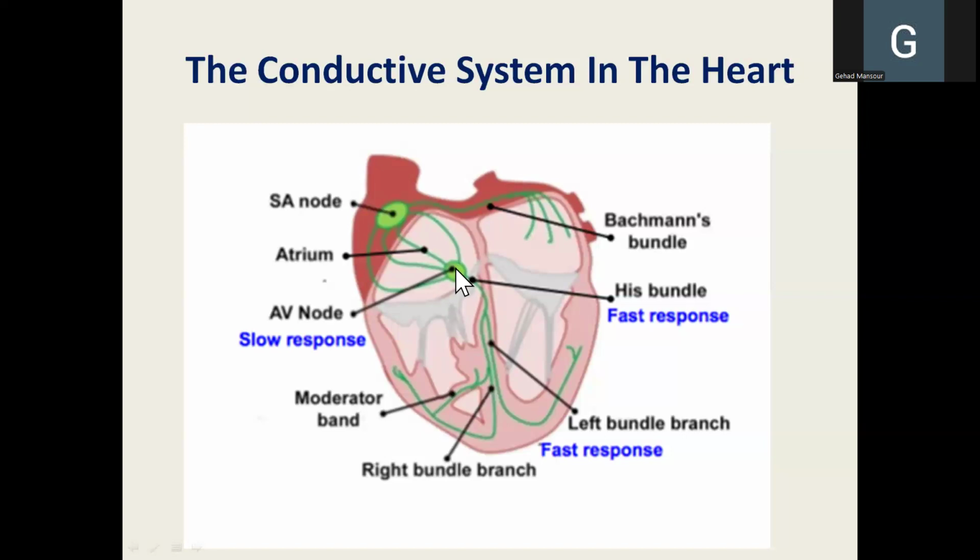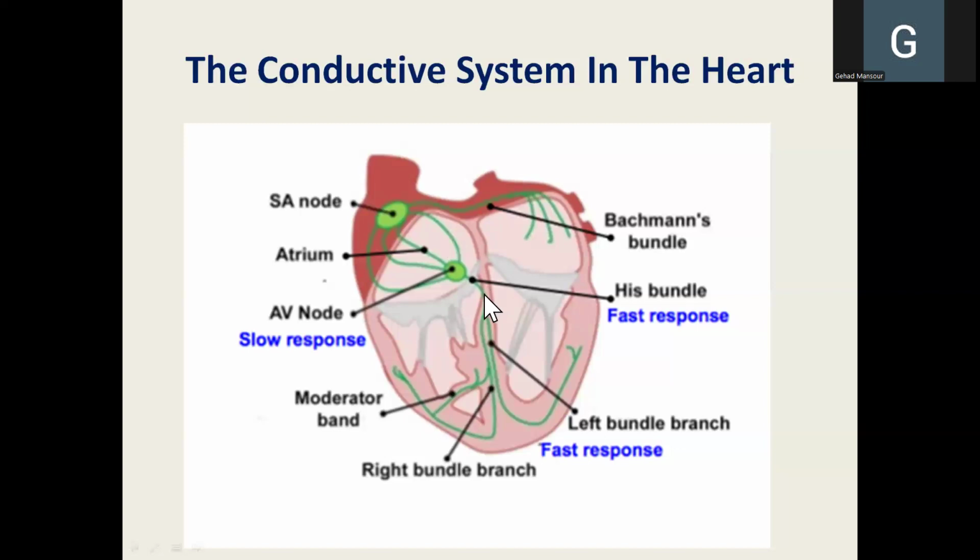Number one, it acts as a spare pacemaker if the SA node is sick or not functioning. Number two, it relays and delays. It relays, meaning that it transmits impulses from the atria to the ventricles. Number three, it delays because of its slow rate of firing of electric impulses. It causes slow conduction between the atria and the ventricles.